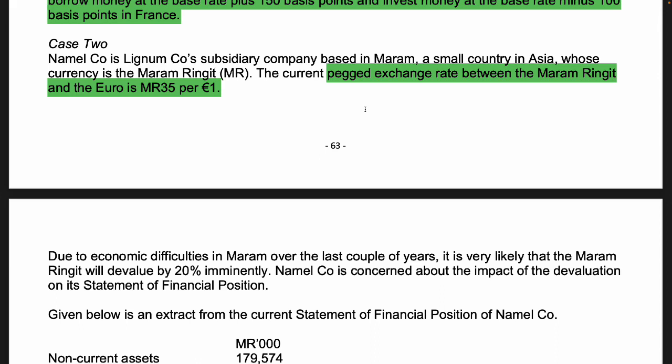Peg is basically they lock the currency. Long time ago, Mahathir locked the currency of the Malaysian ringgit to the dollar. During the 1997-1998 financial crisis, he locked the ringgit to the dollar. He locked it because of speculation and all that. So that's the meaning of the peg. Okay, so it doesn't change, it's fixed already.